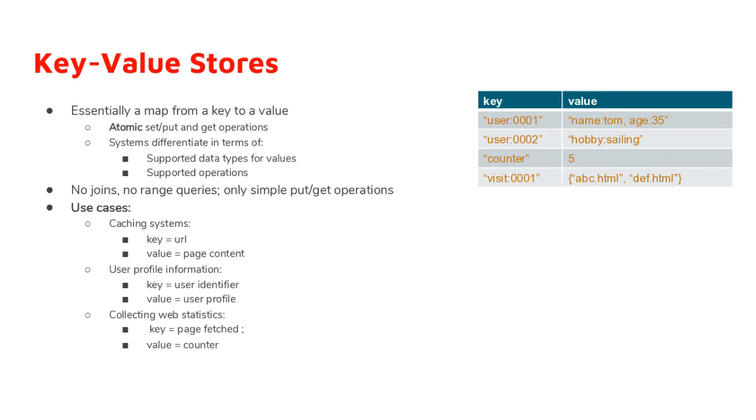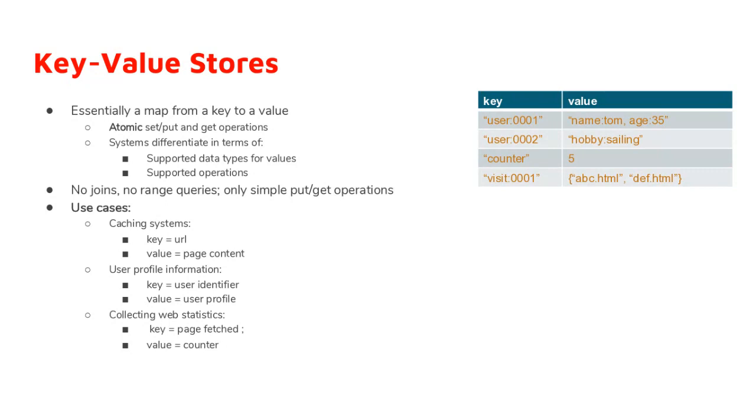Of course, the difference with a dictionary in Python is that this dictionary stores its data over hundreds of different computers. So it's not that simple. But if you look at the type of data it stores, it's just like a dictionary in Python. You have atomic set, put, and get operators. So you can add a new value, you can change the value, or you can retrieve the value based on the key.